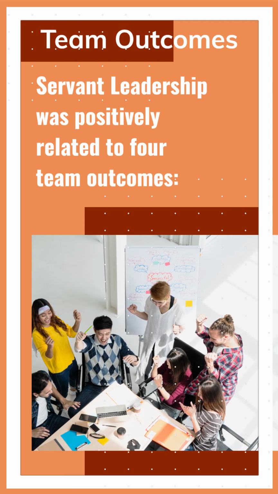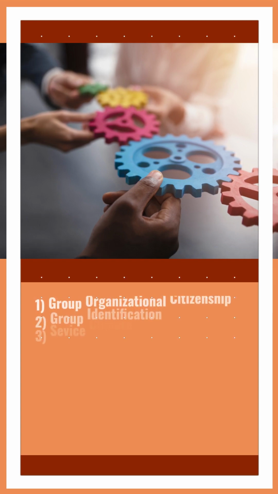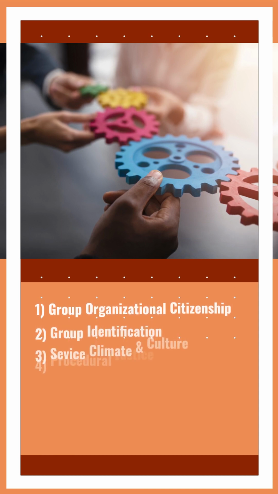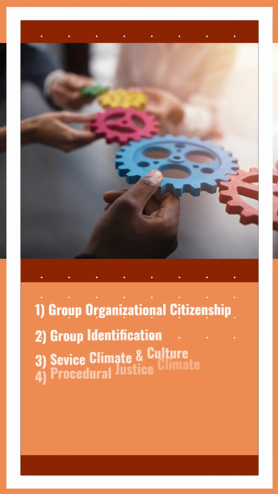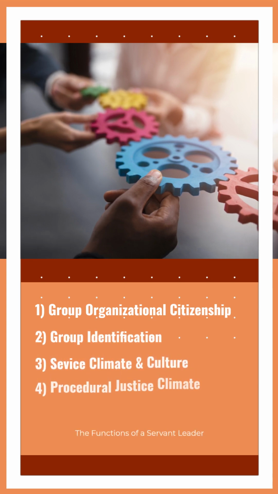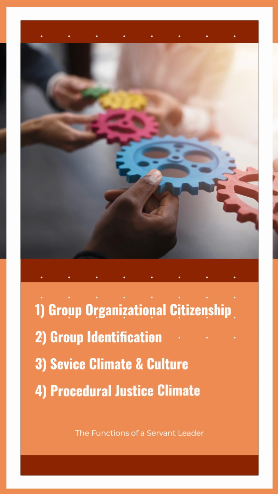Servant leadership was positively related to four team or group outcomes, namely group organizational citizenship behavior, group identification, service climate and culture, and procedural justice climate. Now, procedural justice climate, just to give you some context, is sometimes called procedural fairness. It describes the idea of how individuals regard the justice system as tied more to the perceived fairness of the process and how they were treated, rather than the perceived fairness of the outcome. So that's kind of an overview of what procedural justice climate is.